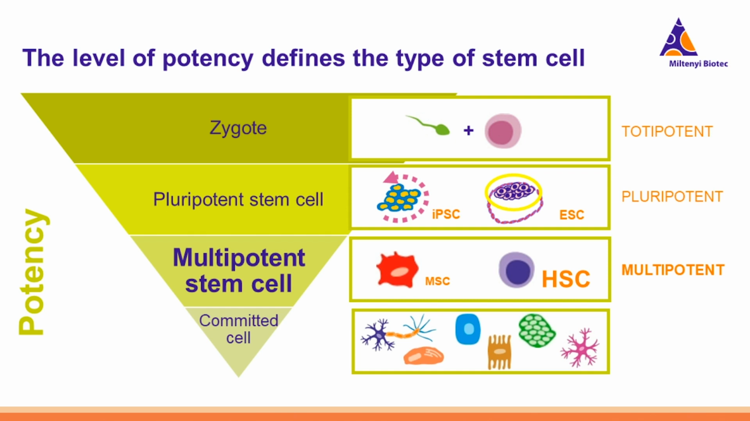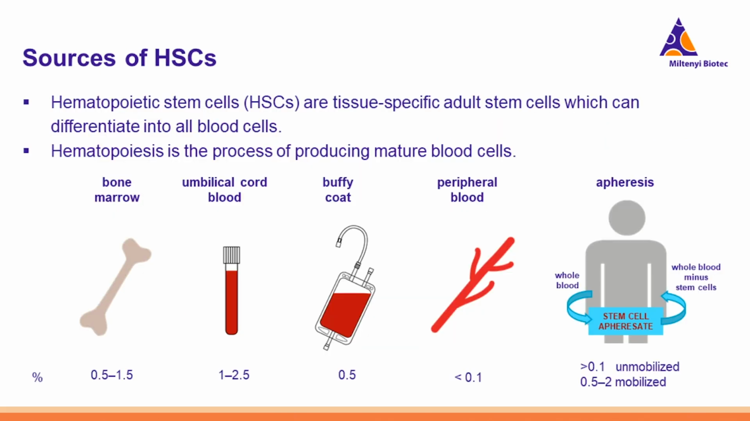Based on their origin, pluripotent stem cells can be classified as embryonic stem cells, short ESCs, or induced pluripotent stem cells, short iPSCs. Multipotency describes stem cells with the potential to differentiate into discrete cell types. Multipotent stem cells are, for example, mesenchymal stem cells, short MSCs, or hematopoietic stem cells, short HSCs. Today, we are going to learn more about human HSCs as multipotent stem cells.